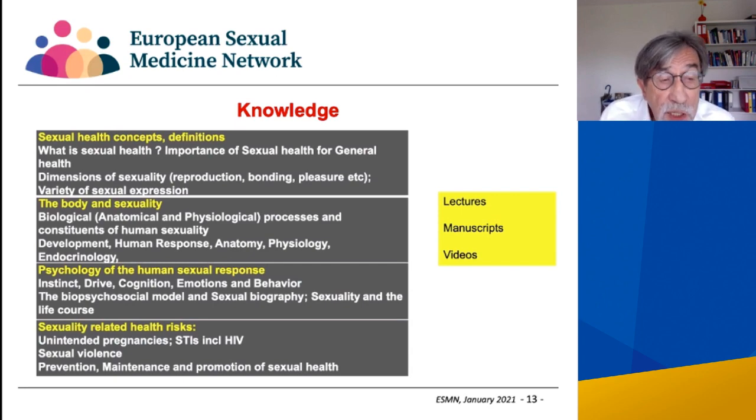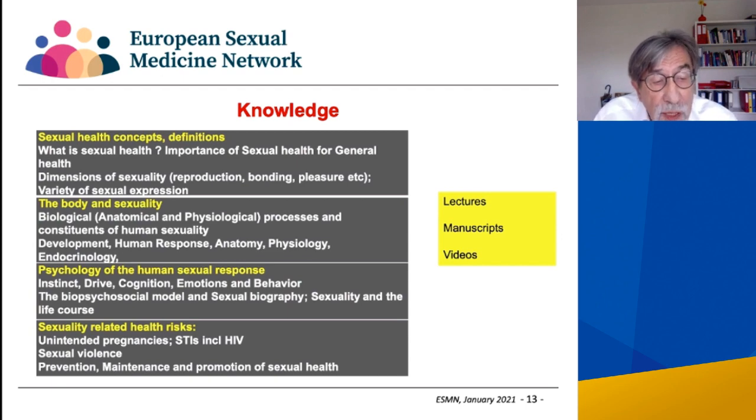expression. The second topic is the body and sexuality, the biological processes and constituents of human sexuality, the human sexual response, the development of the human sexual response, anatomy, physiology, endocrinology as basic knowledge from the biological side. The third topic is psychology of the human sexual response, instinct, drive, cognition, emotions, and behavior. The biopsychosocial model and sexual biography, sexuality and the life course.